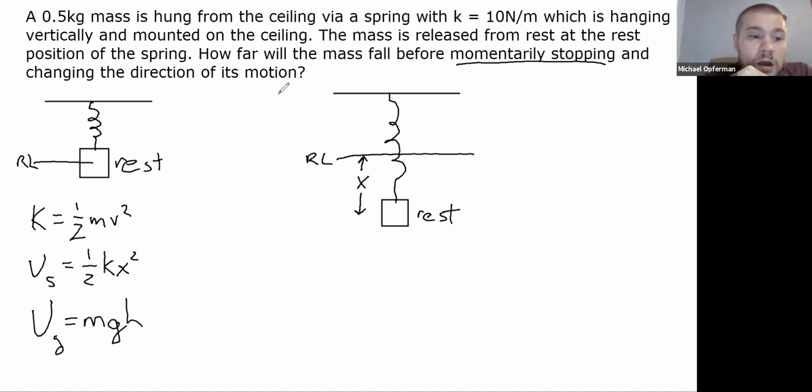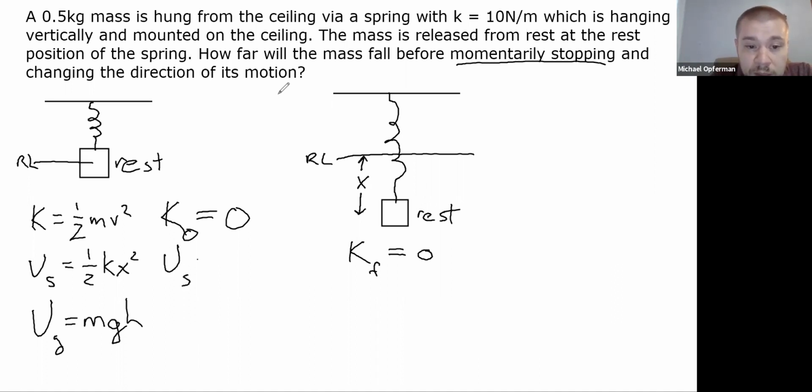For kinetic energy, we're going to have initial kinetic energy 0 because it's at rest. And over here, we're going to have final kinetic energy also 0 because it's at rest again. And again, it doesn't actually matter that the kinetic energy was non-zero in between those states. It just matters that it's 0 in the initial and 0 in the final. For the spring energy, this is going to be 0 in the initial state because x equals 0.